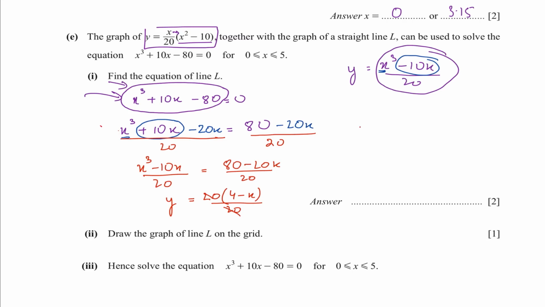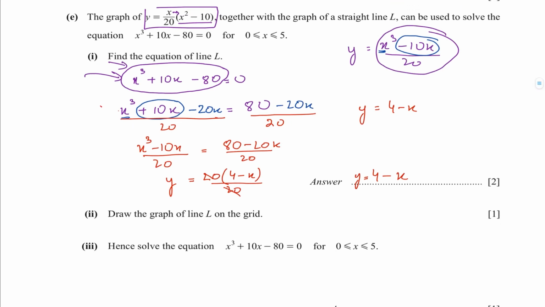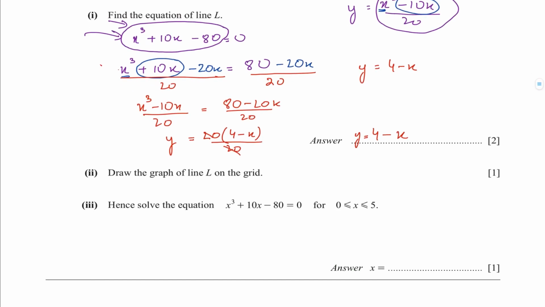So this gets cancelled out, and that means the equation of the straight line that can be used to solve the equation is y equals 4 minus x. So what's the equation? It's y equals 4 minus x, or just 4 minus x. Both are acceptable answers. Draw the line L on the grid.